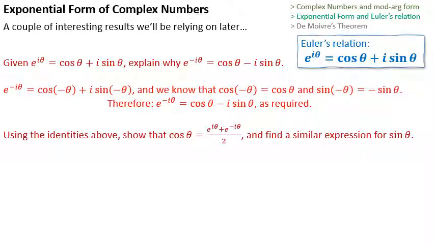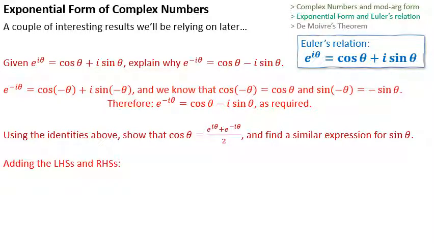For the next bit, I'd like you to make use of both of those identities. See if you can combine them to demonstrate this result, that cos theta is equal to e to the i theta plus e to the minus i theta all over 2. Hopefully the format of that will help you to get a handle on exactly how to approach that. And when you've done it, I'd like you to find a similar expression for sine theta using a similar kind of technique. Pause the video, give it a go. When you're ready, come back.